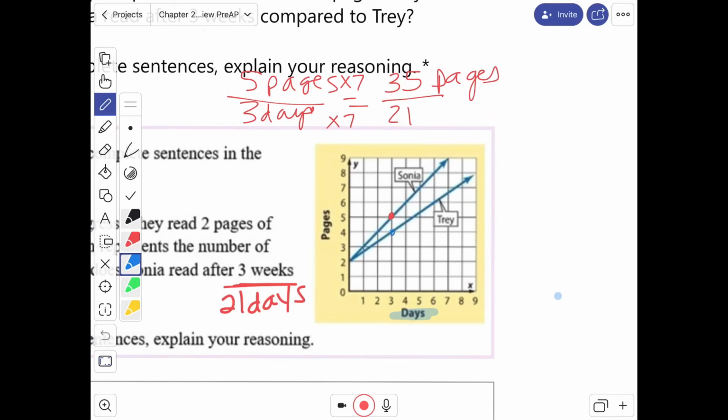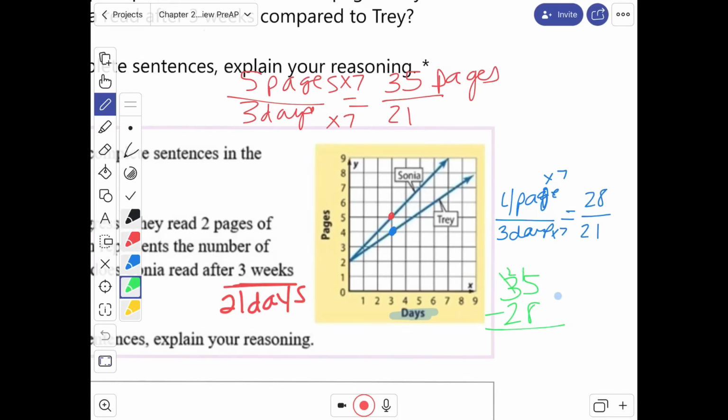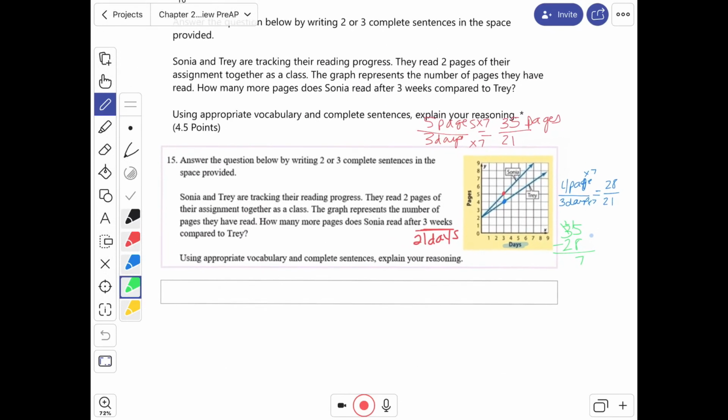Now I'm going to find Trey's rate, and it looks like his crosses evenly right there too. So in 3 days, he reads 4 pages. In 21 days, again, that would be times 7, 28 pages. So if I subtract 35 minus 28, she reads 7 more pages.